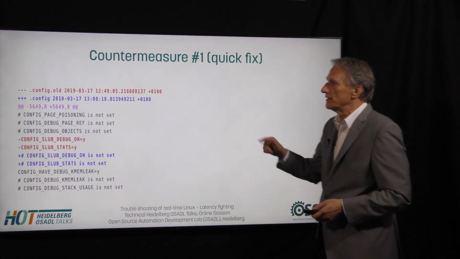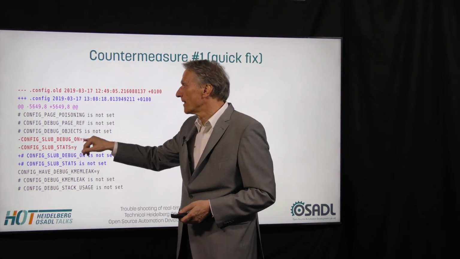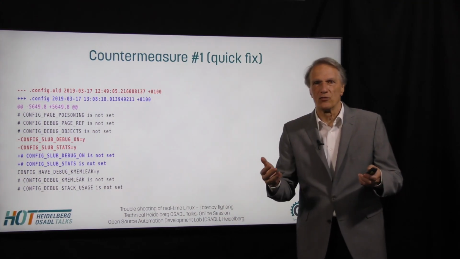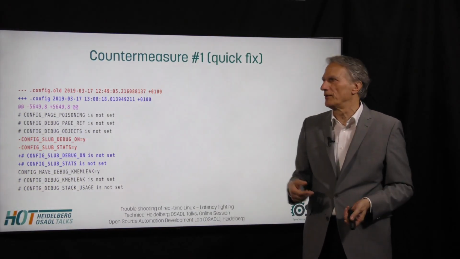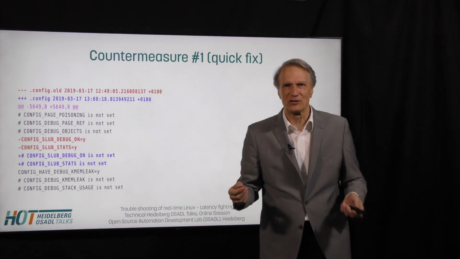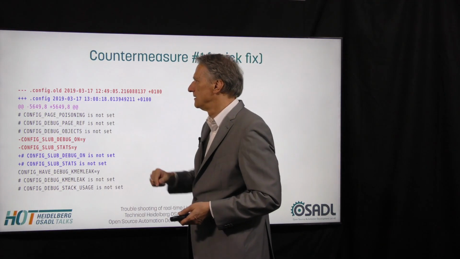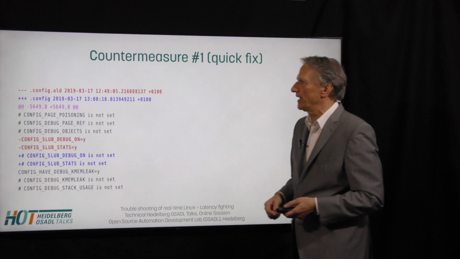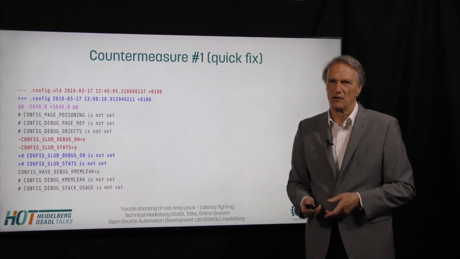But then we found that this particular system has config slab debug enabled. And because of this, the proc slabinfo went much more deeply into the kernel to collect information than it normally would. So the quick fix, well, it may not be a fix if you rely on this information, but the quick fix was to just remove this slab debug equals yes, and put in config slab debug is not set, and rerun the system, and then hopefully this latency would have gone.